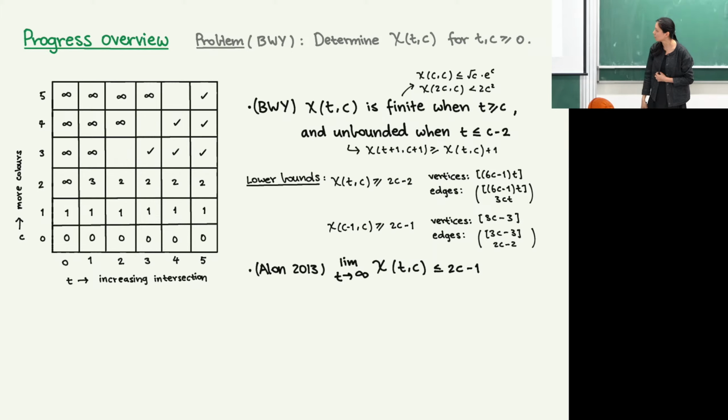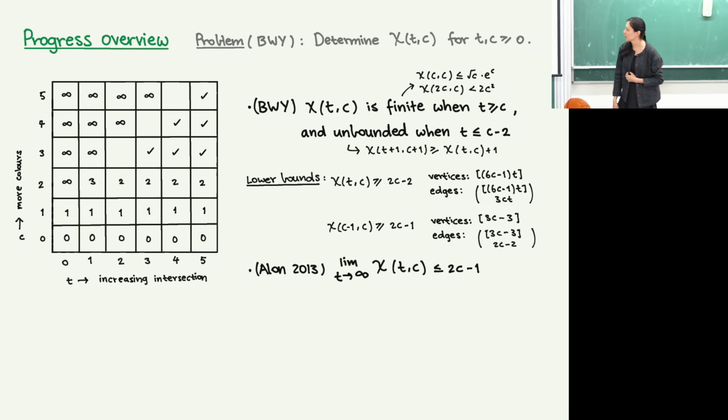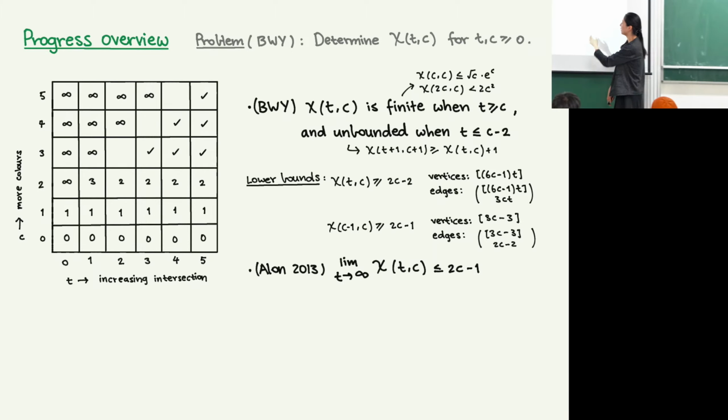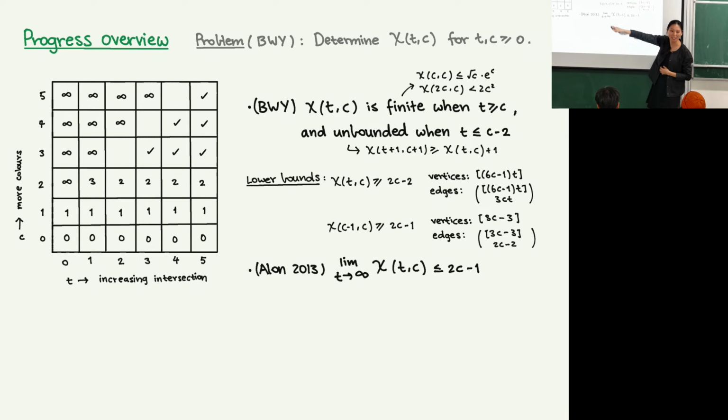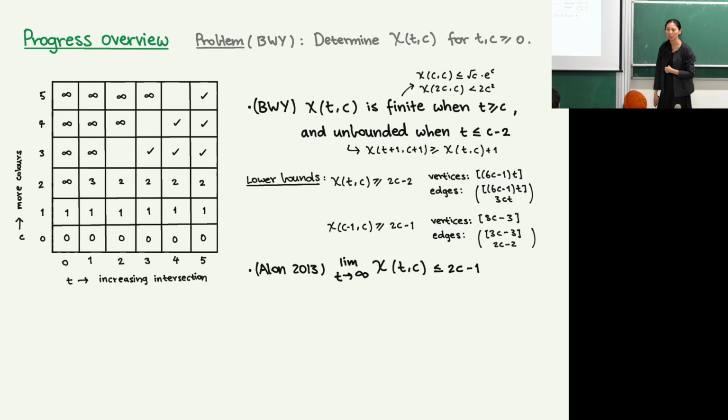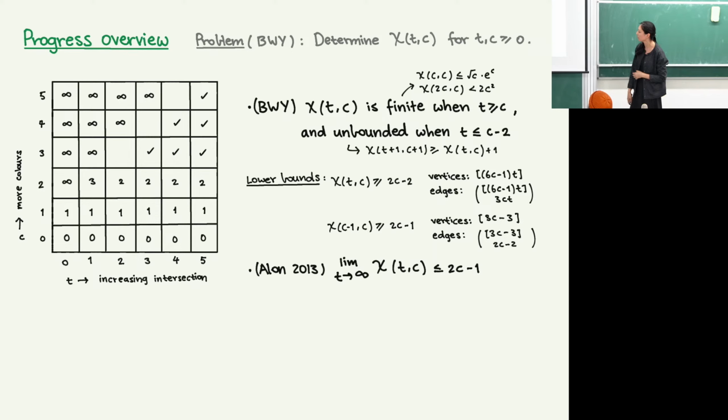Alon in 2013 showed that for t large enough, so if you go far enough right, then you do actually get an upper bound of 2c minus 1, which is not quite 2c minus 2, but it's pretty close. So that's some good progress on that, at least for t big enough. And again, this is a probabilistic proof.